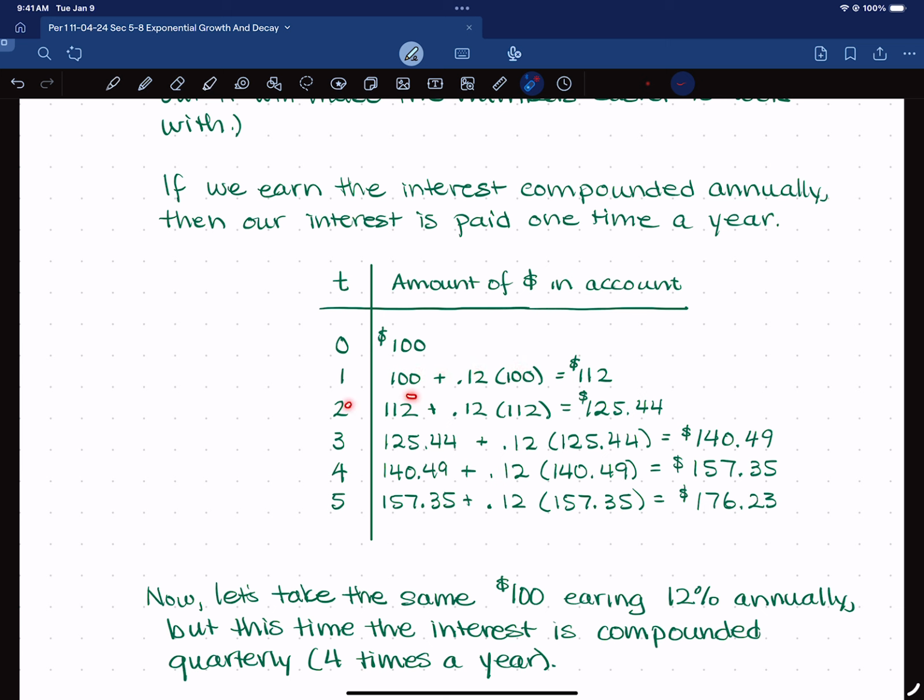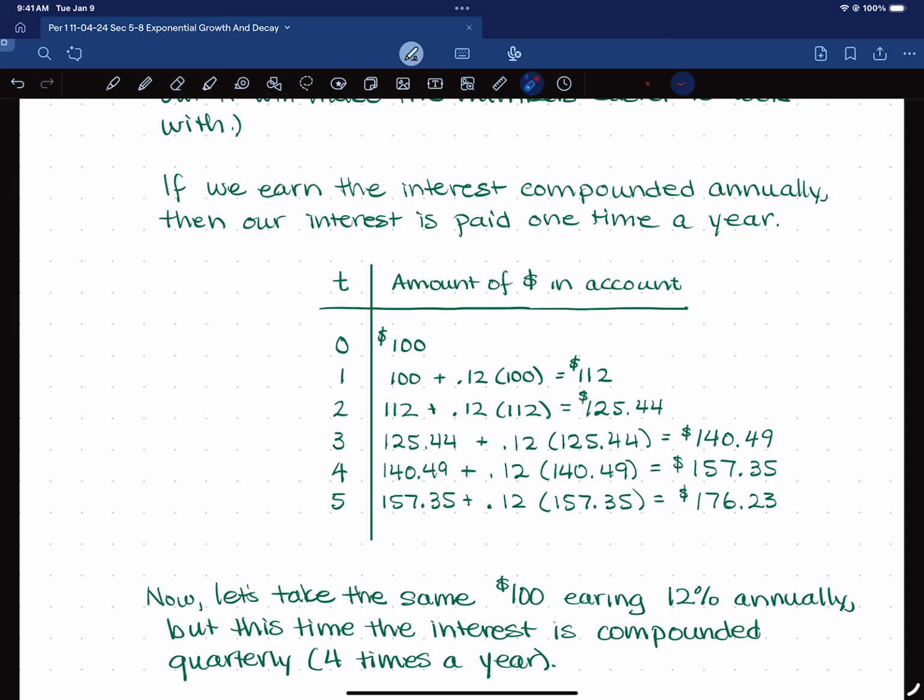After the second year, we're starting that year with $112. So we'll add to that 12% of 112. So we earned a little bit more interest than we earned the first year. That's the compounding part because we're earning interest on our interest. So you can see we've earned a little bit more than $12 the second year. And then after year three, we have this much to start with in our account. We earn 12% of that, and we get this, and so on.